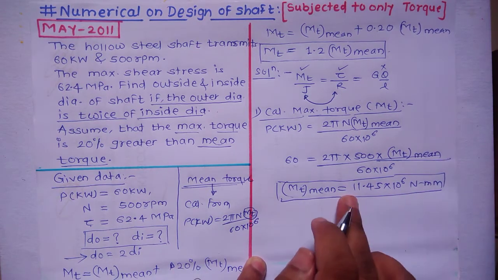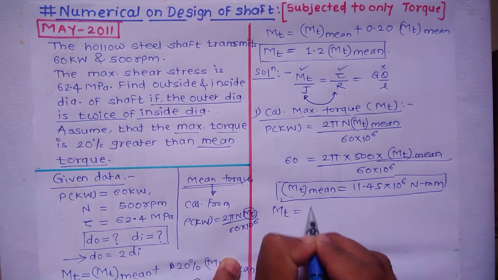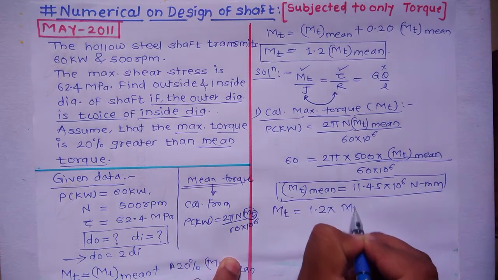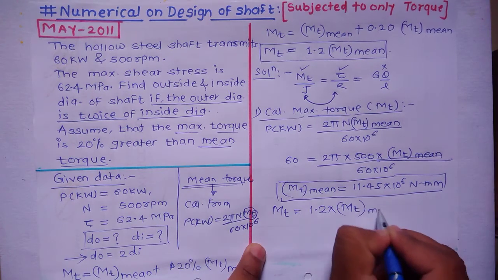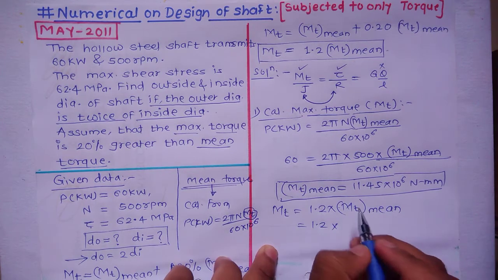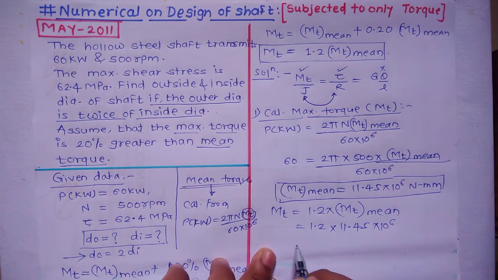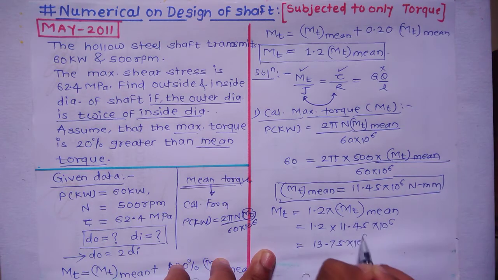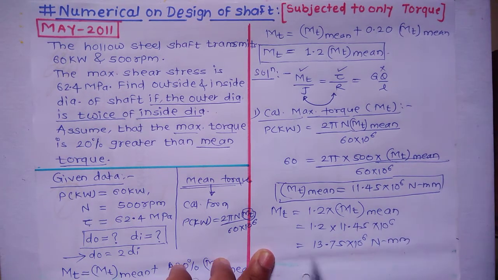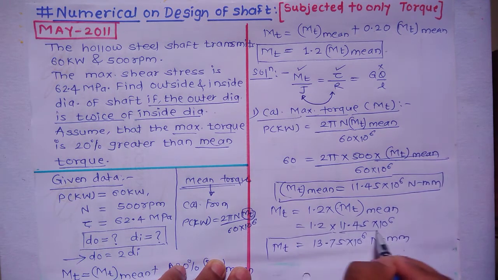Now let us use this value and calculate the maximum torque. So maximum torque Mt is equal to 1.2 times the mean torque. So 1.2 into, let us put the value of this mean torque calculated from the power, 11.45 into 10 raised to 6. So we get the maximum torque as 13.75 into 10 raised to 6. So this is the maximum torque which has to be considered, as given in the numerical, to design the shaft.